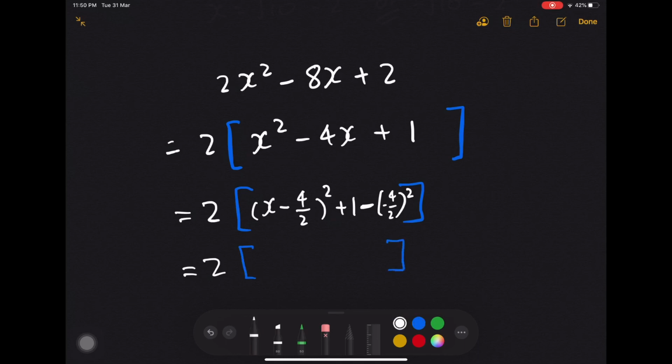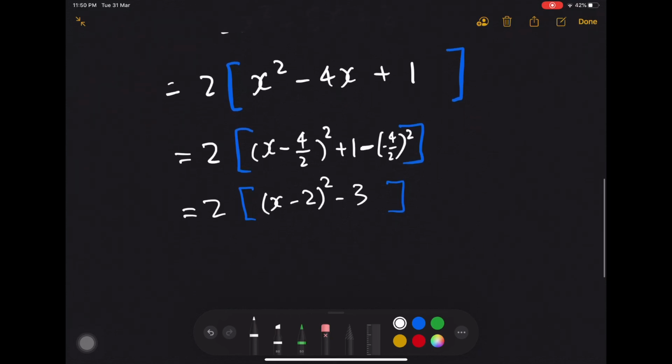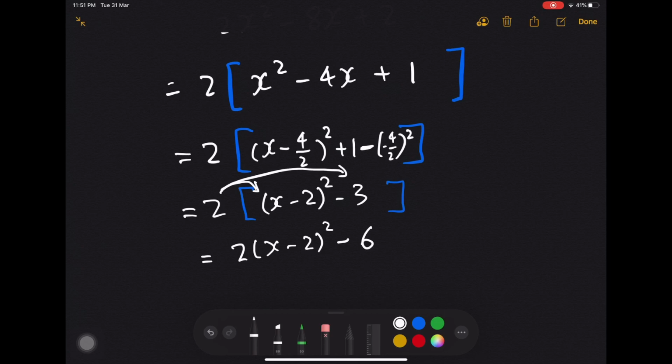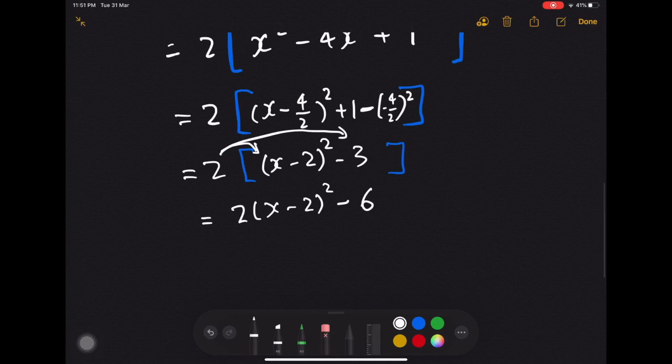So what we have now is 2, still with the square bracket. We simplify this: plus 1 minus 4 will get you minus 3. There you go, you have this nice equation here. Now you have to simplify by multiplying the 2 inside. But you do not take the 2 into the bracket because of the bracket square, so you put the 2 in front of this. We have 2, open bracket, x minus 2, close bracket square, minus 6. So you take 2 times 3, minus 6. There you go, you have completed this square.